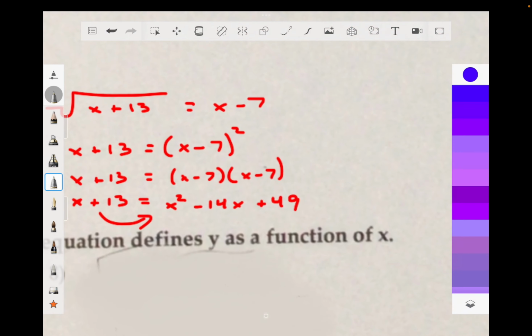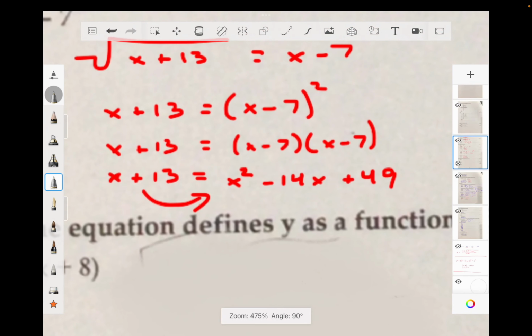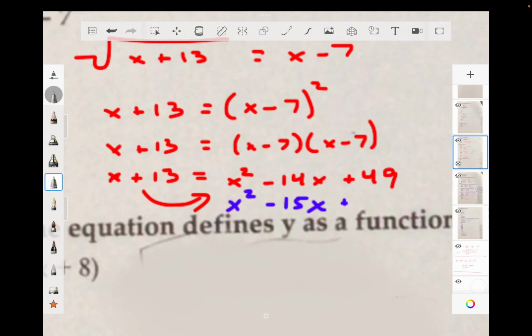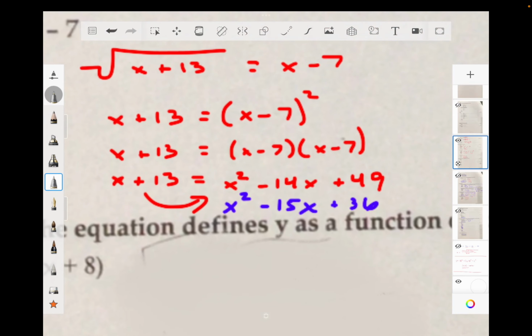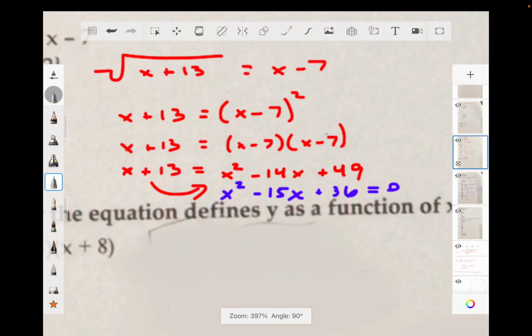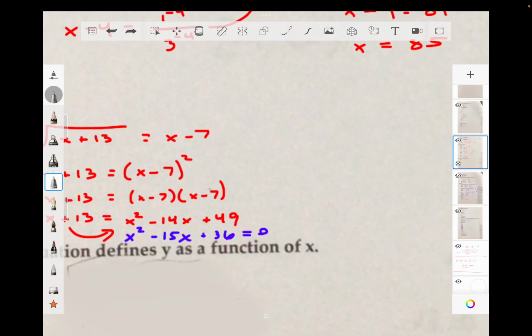That is going to be x squared minus 15x. What is that? 36. And that, of course, equals 0. What multiplies to a positive 36 and adds up to negative 15? 3 and 12, right? Yes. So negative 3, negative 12.